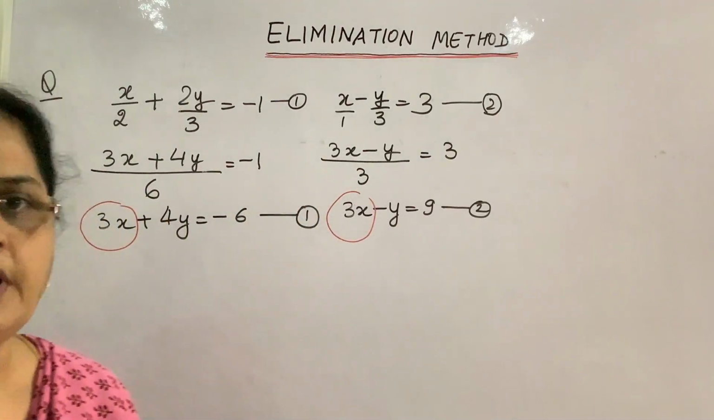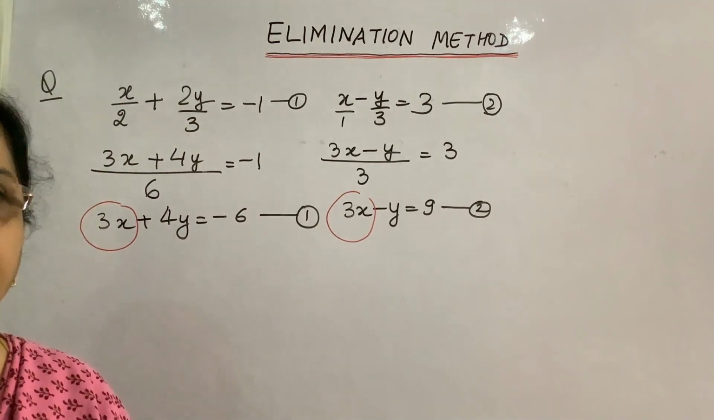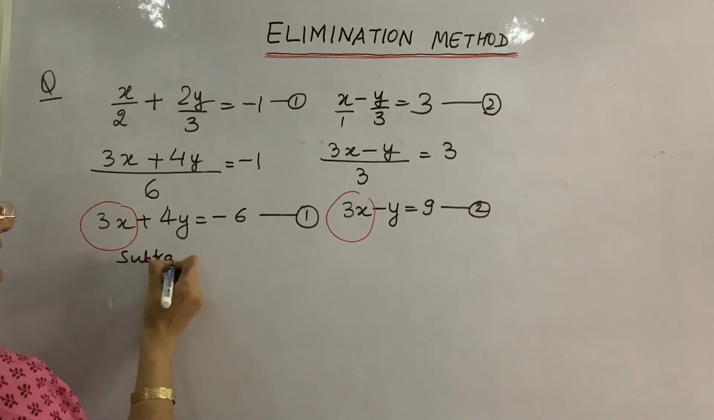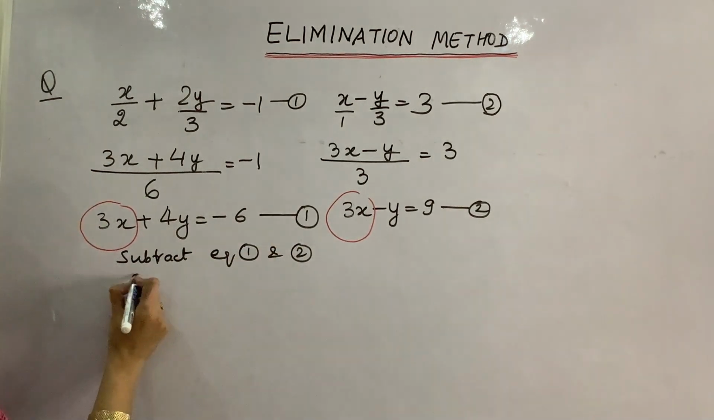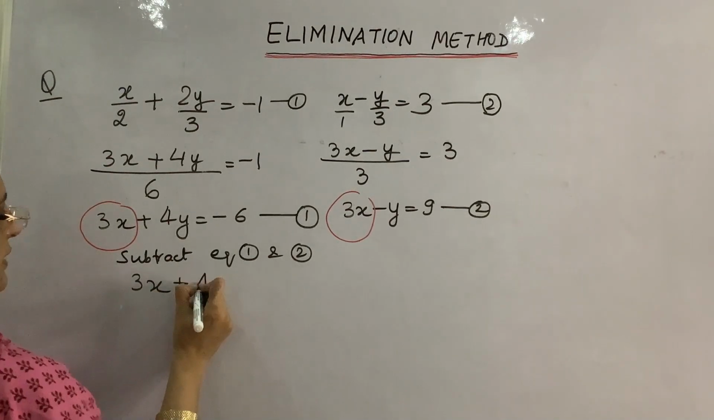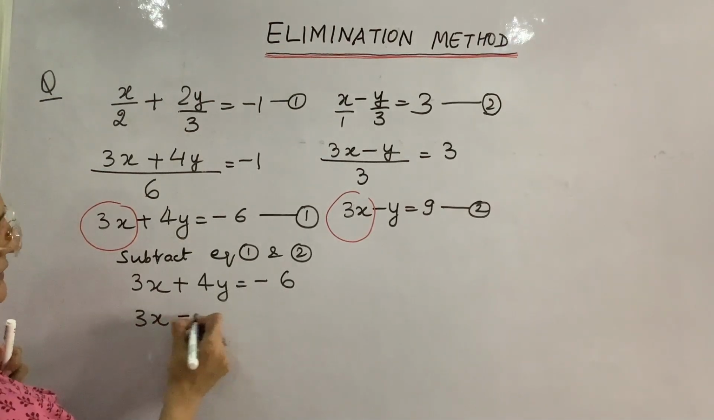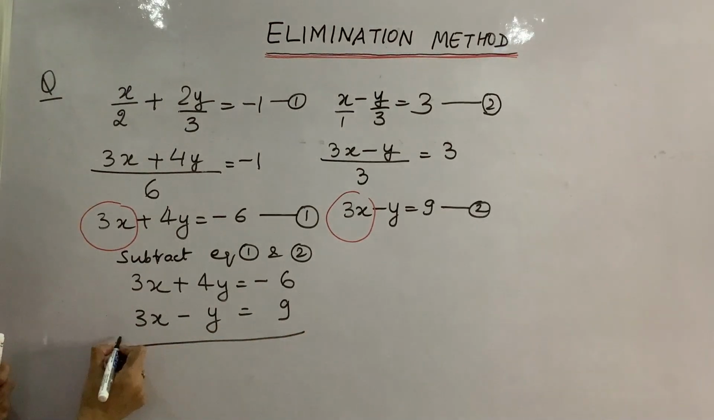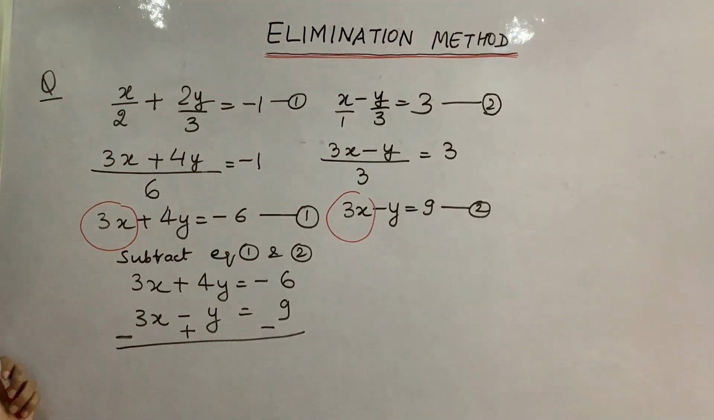What do we do? I told you that if the coefficients are equal and have the same sign, we have to subtract both the equations. So you have to write down: subtract equation 1 and 2. Write down the first equation, 3x plus 4y is equal to minus 6, and write down the second one, 3x minus y is equal to 9. Subtract them. This is positive here, so you will operate on negative. This is negative here, positive, and positive here, so you get a negative.